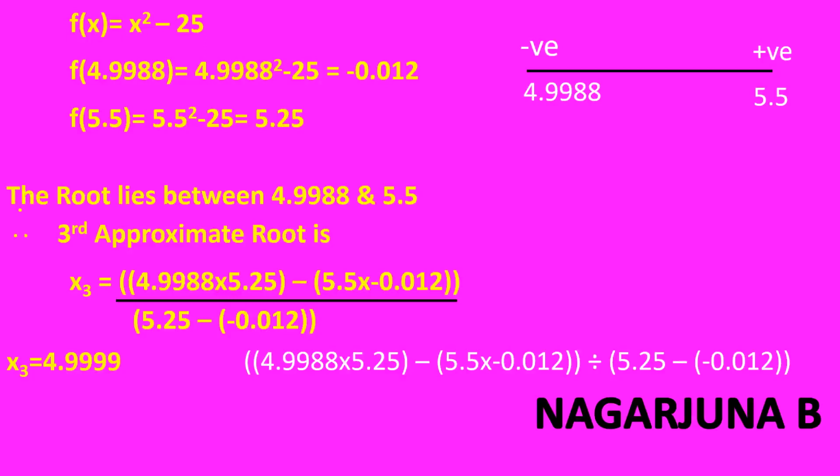After rounding off you get x3 is equal to 4.9999, and now find f of 4.9999. This will be equal to 4.9999 square minus 25 is equal to minus 0.0010. That means again it is approaching nearer to the root of the given equation.